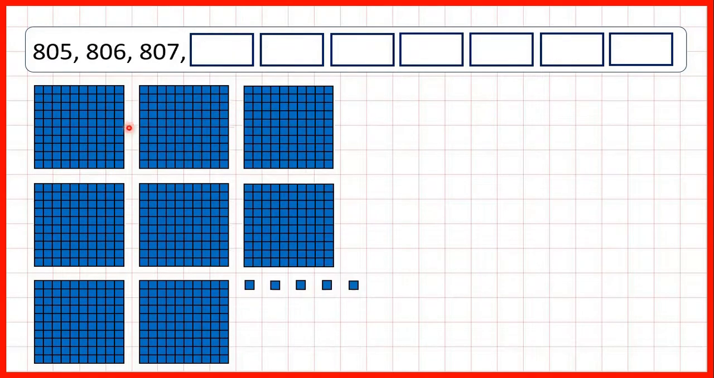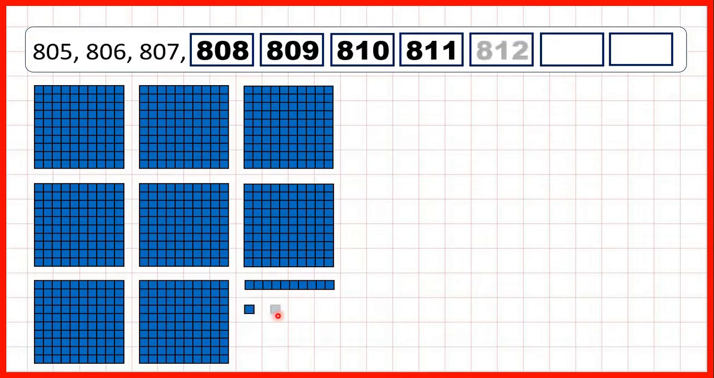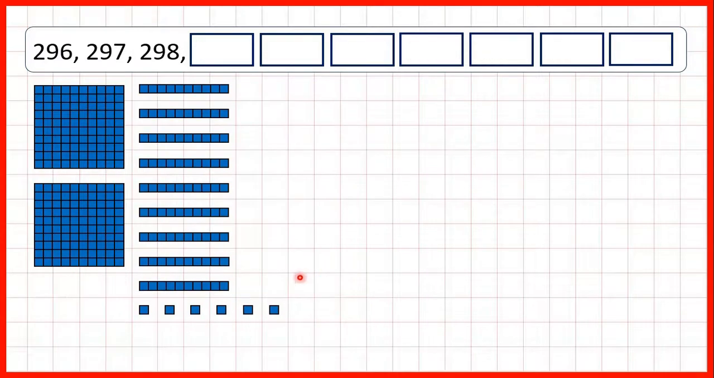643. Now we start with 805, so that's 8 hundreds and 5 ones. Next, 806, 807, 808, 809, 810, because we can exchange these 10 ones for 1 10. Then 811, 812, 813, 814.